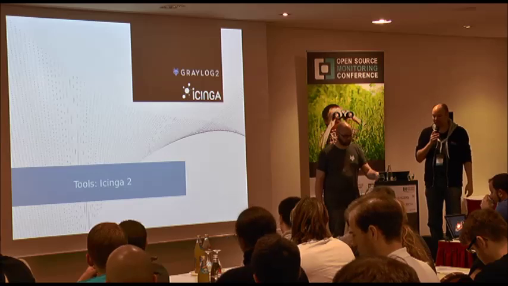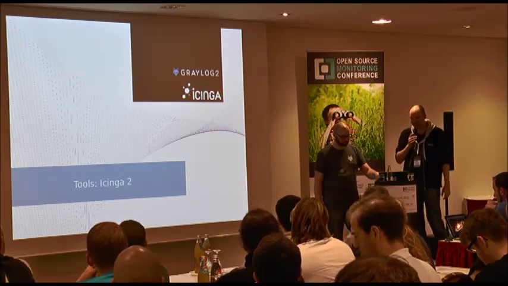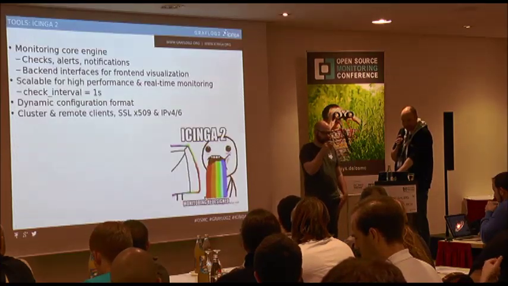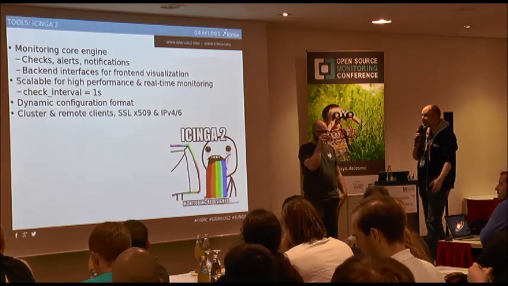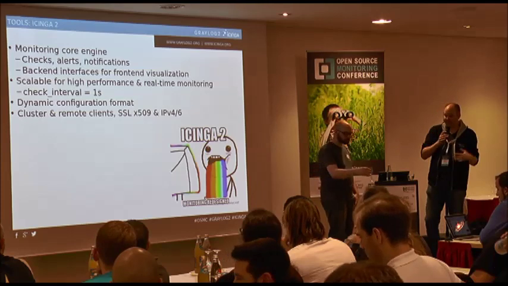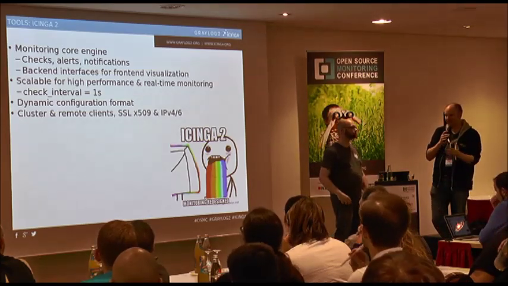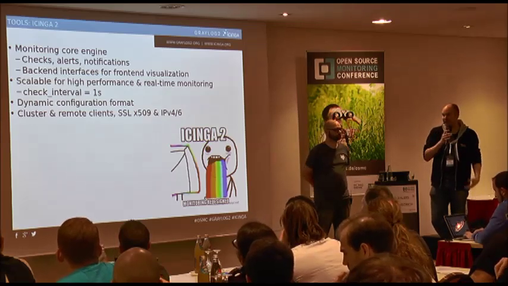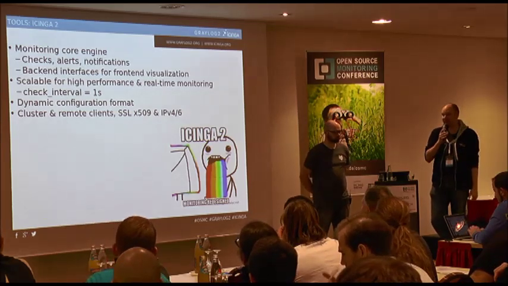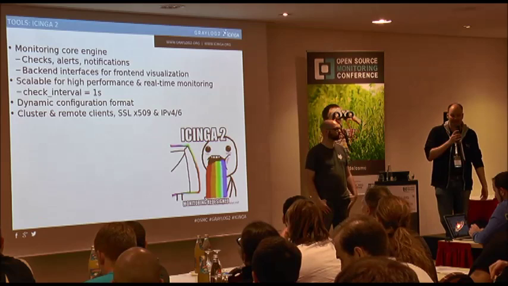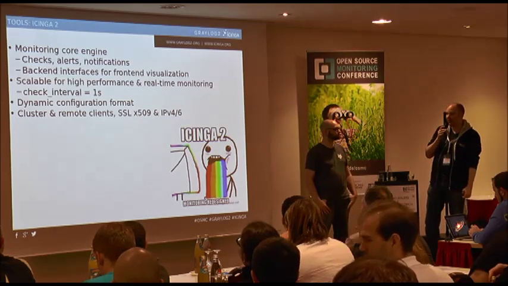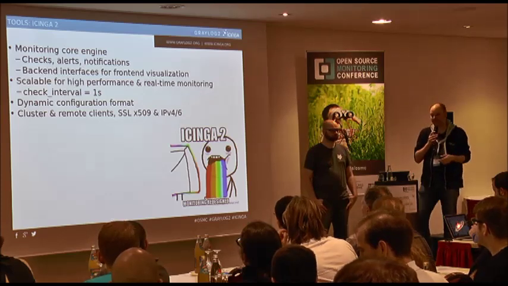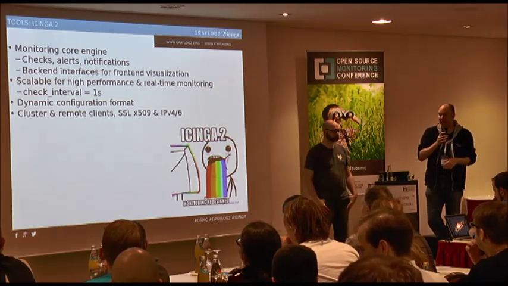We are going short into Icinga 2 because we already had it yesterday in Bernd's presentation, and the most significant part for this presentation is combining it with tools like Graylog2. It's just a monitoring core engine. It checks things, sends alerts and notifications. You can have backend interfaces and also use several user interfaces for visualization, reporting, and stuff like that.